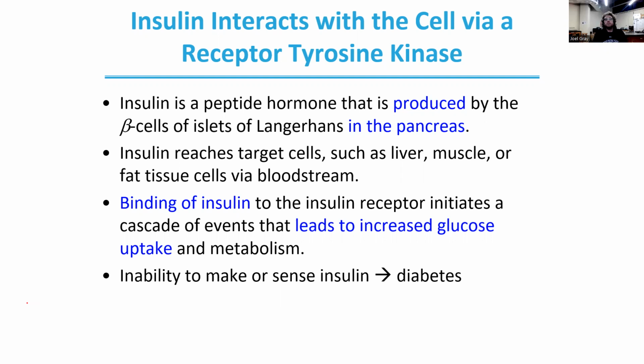Now, insulin is a peptide hormone that is produced by beta cells of the islets of Langerhans in the pancreas. Insulin reaches target cells such as liver, muscle, or fat tissue through the bloodstream. Binding of insulin to the insulin receptor initiates a cascade of events that leads to increased glucose uptake and metabolism. The inability to make or sense insulin is described through the disease known as diabetes.